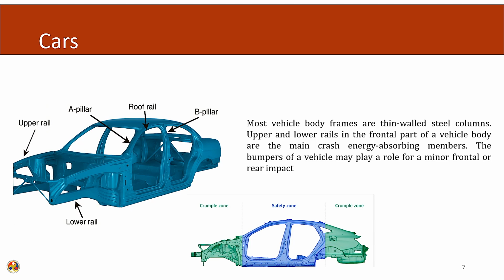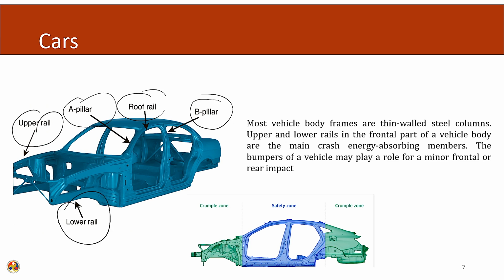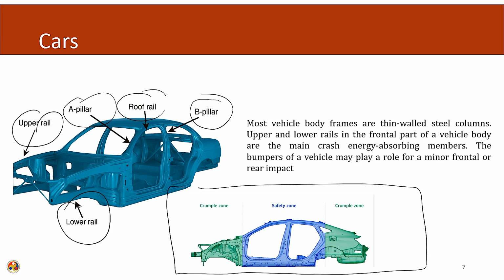As we have seen, the cars have different components. The different components, as named by the automotive industry, are called the B pillar, the roof rails, A pillar, upper rails, lower rails. So, here the concept of the design of the car is signified by this diagram.